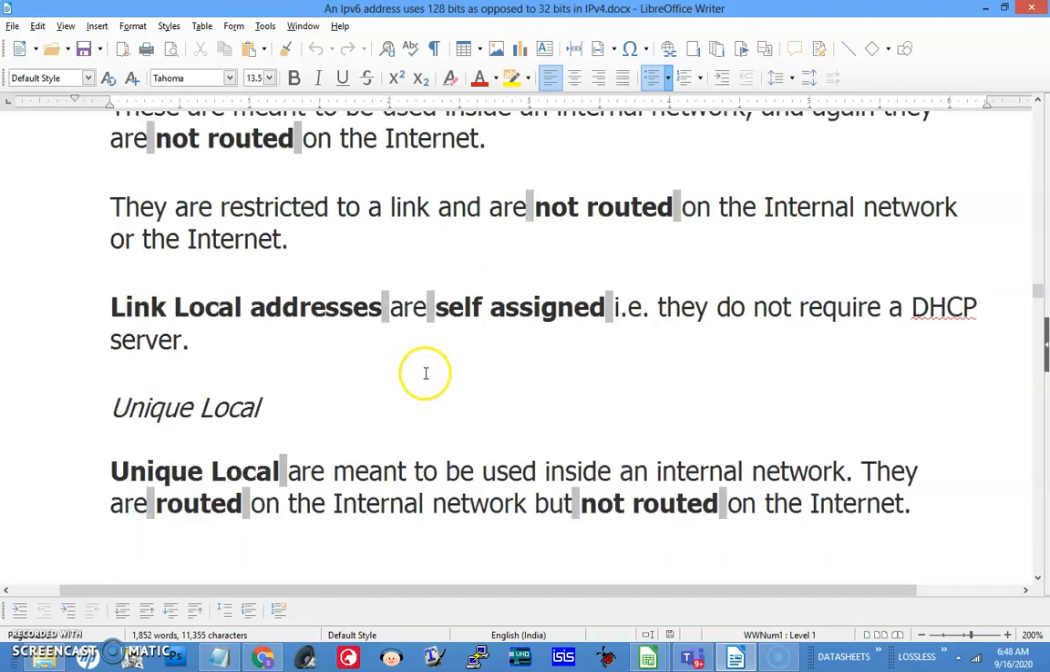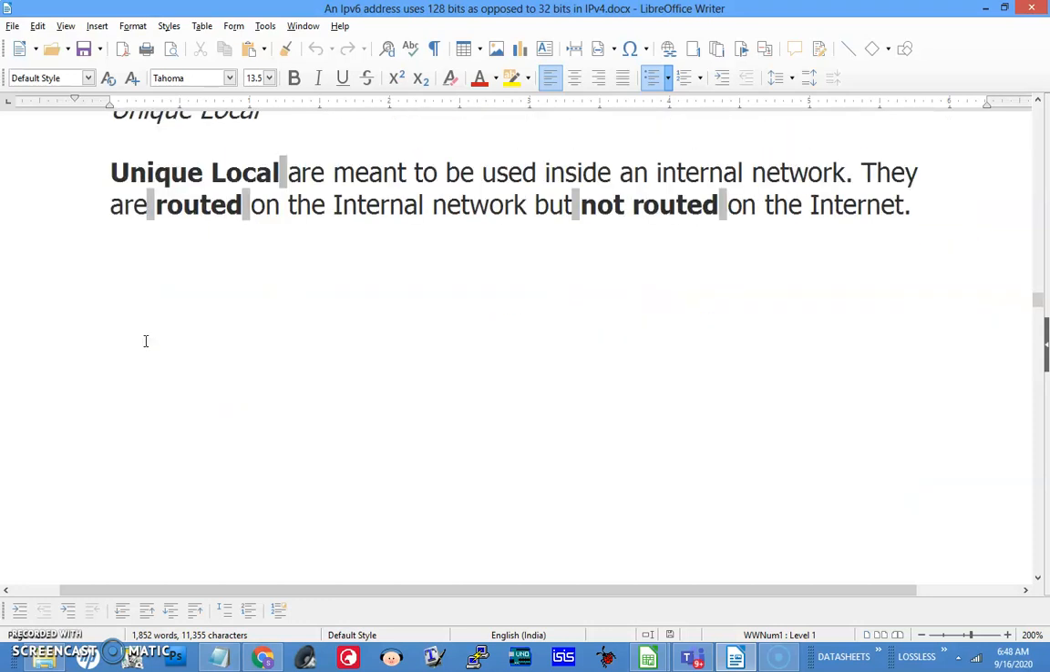Unique local are meant to be inside an internal network. They are routed inside the internal network but not routed outside. So link local and unique local. Link local doesn't require any DHCP. When a device powers up, it first gets the link local IP address. From there it goes to DHCP and gets unique local or the global public IP address.